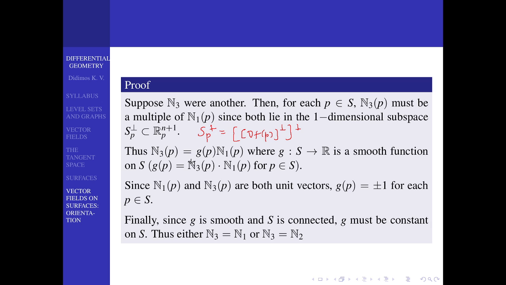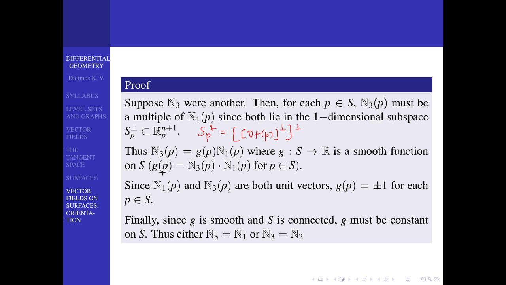So n3 of p is equal to g of p times n1 of p. Obviously, that is a multiple of del F of p. So that is always a multiple of n1 of p, because n1 of p is defined to be the vector field del F of p by norm del F of p. So this g is a smooth function on S.